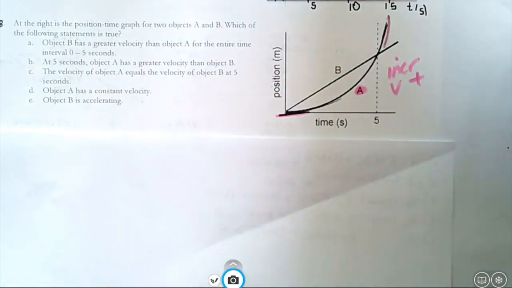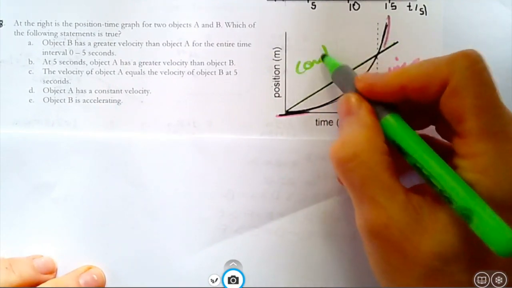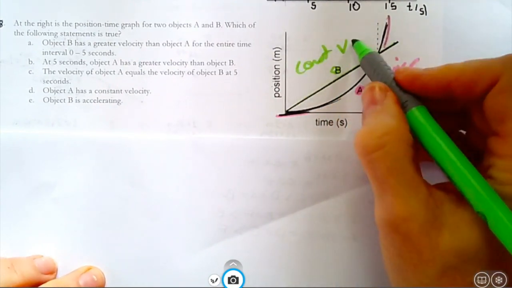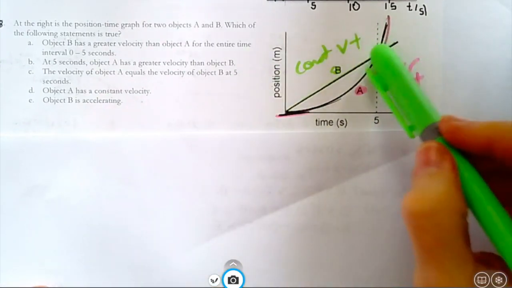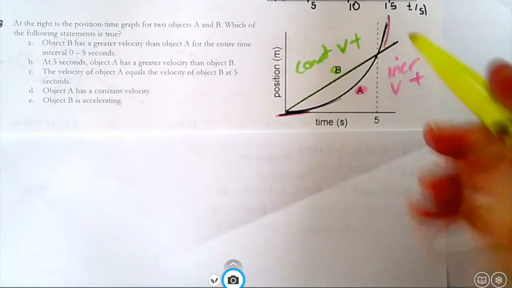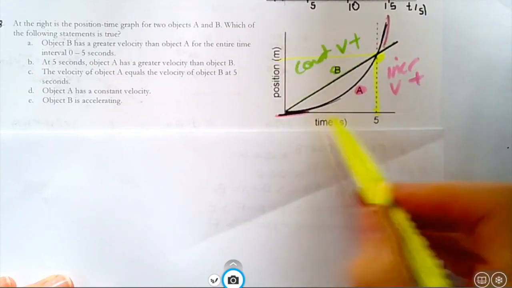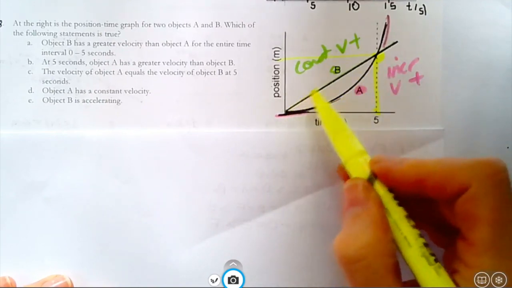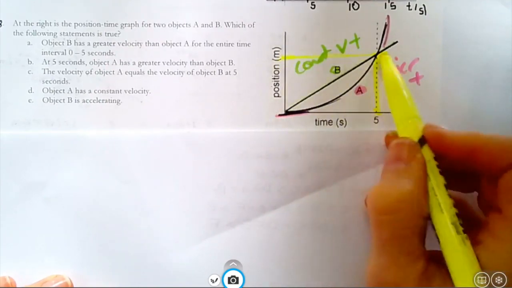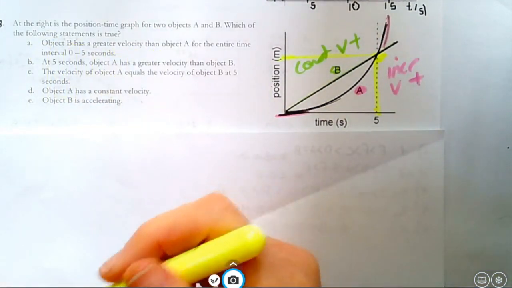For B, B has a straight line, which means that it's going to be constant speed because it has a constant slope, and that's in the positive direction as well. All right, so then what's going on right at that point of intersection? At this point, it's at the same place at the same time. So it took 5 seconds for A, right, to catch up to B, right, because now they're at the same exact place. So it says object B has a greater velocity than A for the entire time interval.